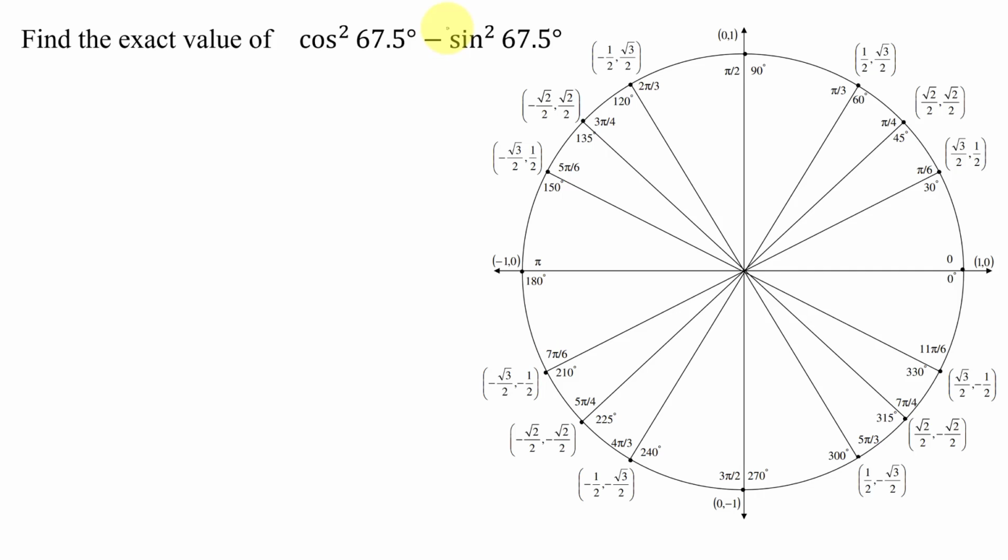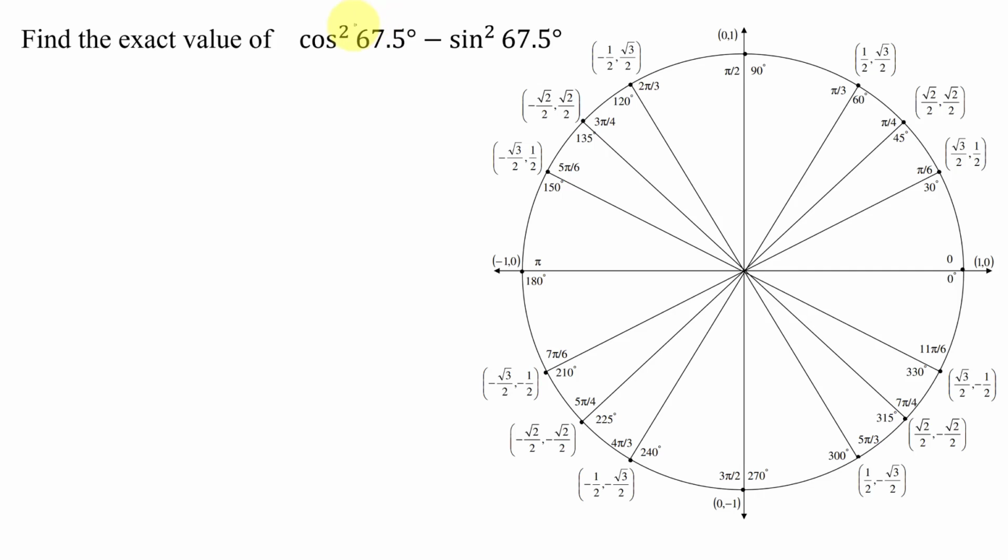Now be careful, this sign is a minus. If this had been a plus, remember cosine squared A plus sine squared A equals 1. But because this is a minus, the answer is not that simple. It's not going to equal 1.